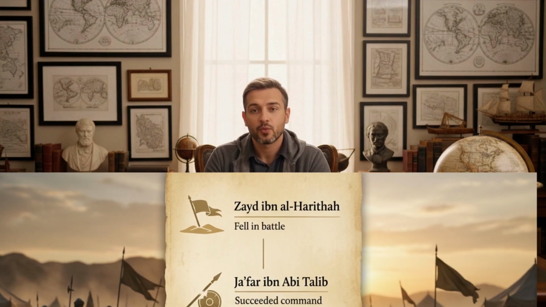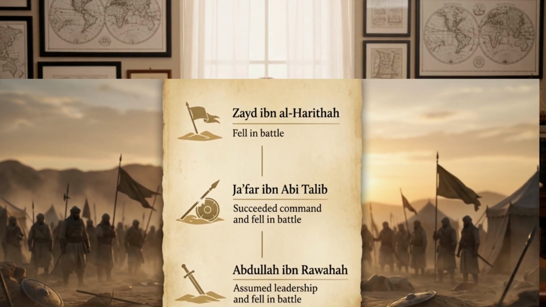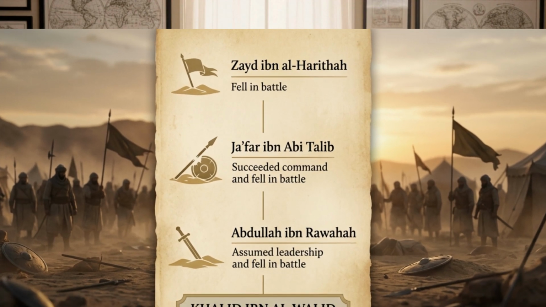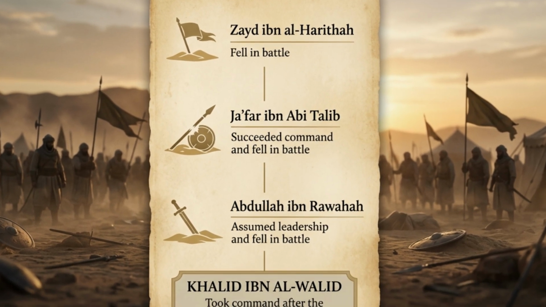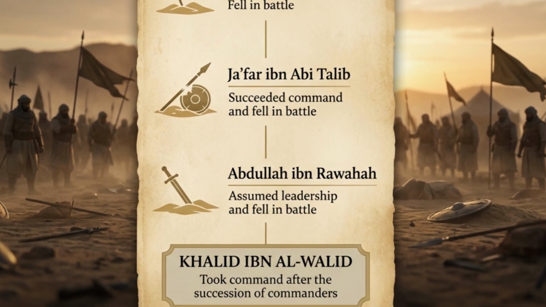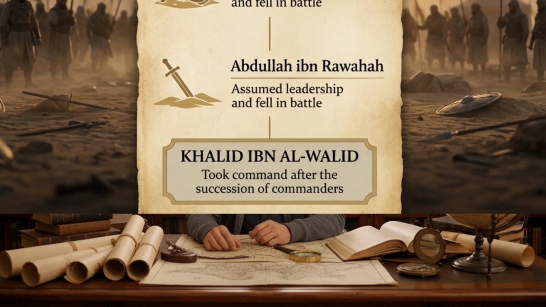Then the real battle took place over approximately 1 day. During the late morning and afternoon, the main fighting broke out. Zayd, Jafar, and Abdullah ibn Rawaha were all martyred in succession. At that moment, Thabit bin Arqam took hold of the banner and called out for the army to choose a new leader. The soldiers unanimously chose Khalid ibn al-Walid. This marked his first command as a Muslim.